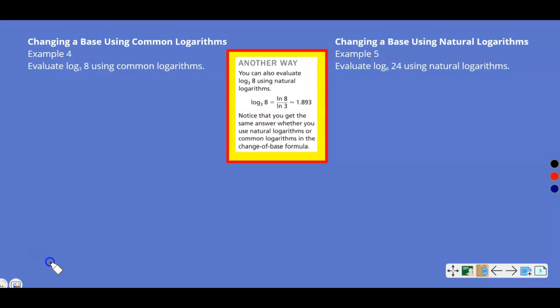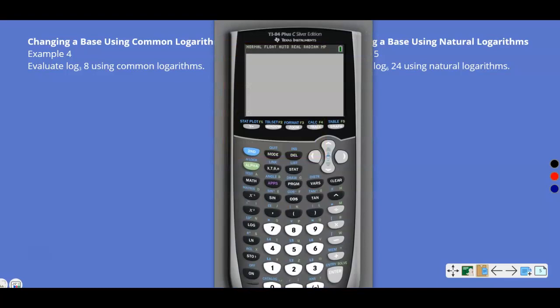All right, using common logarithms means log base 10. So we can do that using our calculator. And this is one of the standards, being able to use the change of base formula. So we're just going to type it in as log of 8. I'm going to close out my parentheses and then divide by, remember the change of base formula says we're going to do log of 8 divided by log of 3. And that's just using the change of base formula.